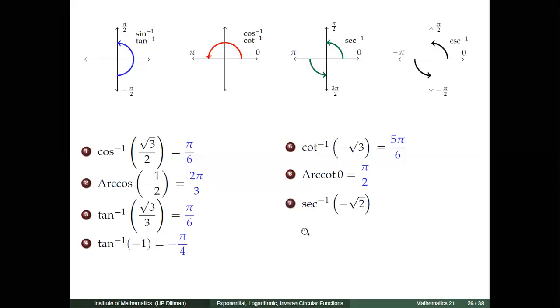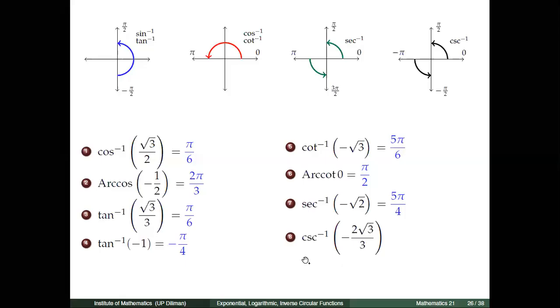Next, what about the inverse secant of negative square root of 2? Okay, so we're looking for an angle, either in this interval or this interval, where the secant is negative square root of 2. So it must lie in quadrant 3 because the secant must be negative. Secant being equal to negative square root of 2 means that the cosine must be negative square root of 2 over 2, the reciprocal of this number. So since the cosine is negative square root of 2 over 2, again, this reference angle must be pi over 4. So this angle here must be pi plus pi over 4 or 5 pi over 4.